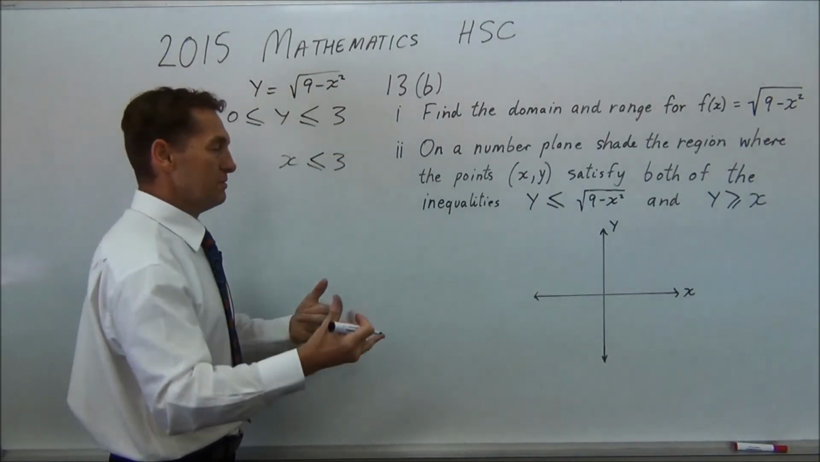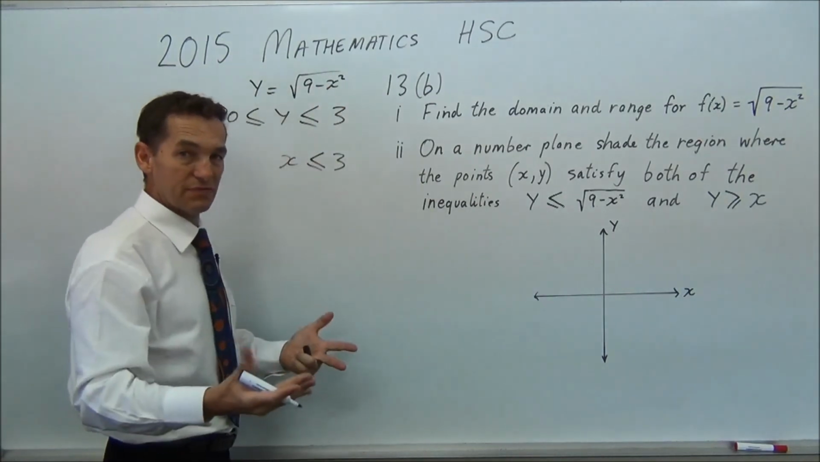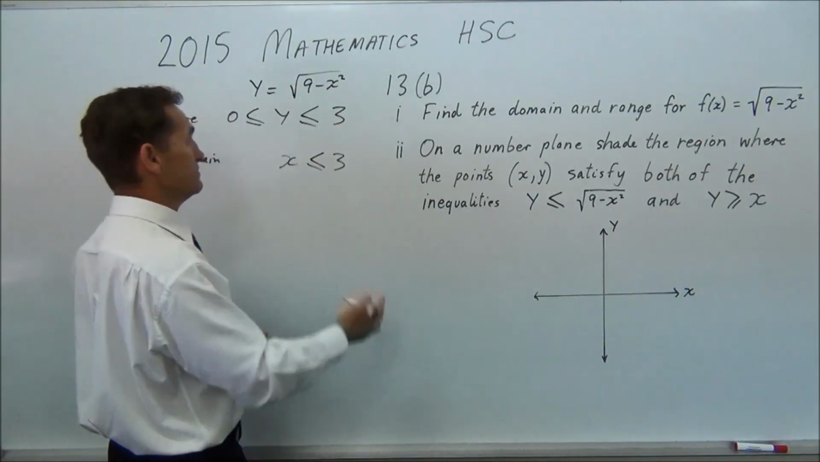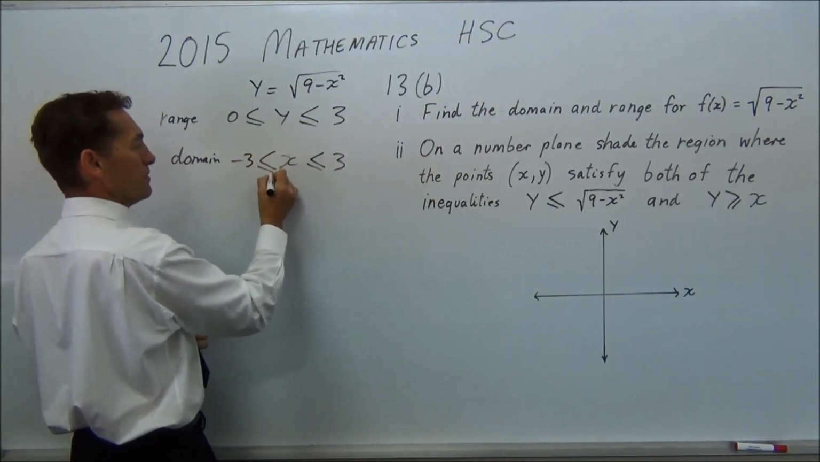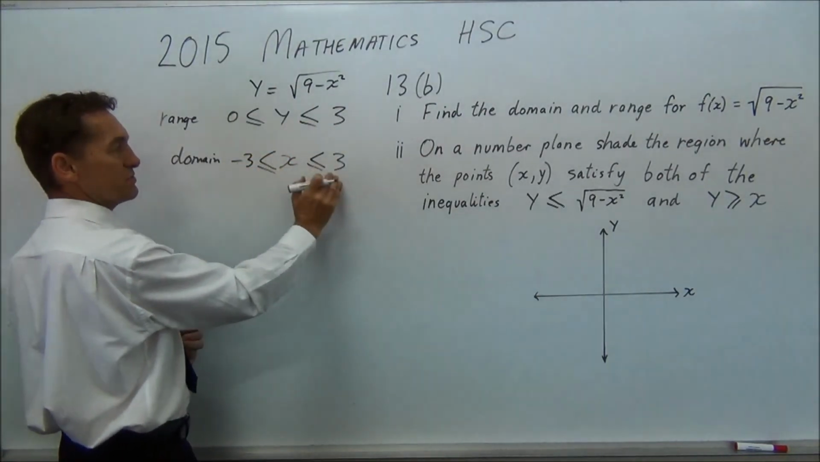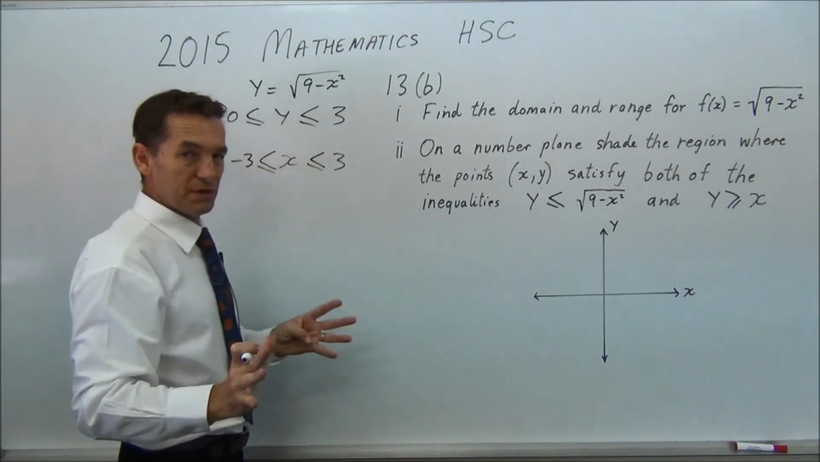And if you look at the other end, when you do square root, x squared could be negative 3. A negative times a negative is a positive, so this could be minus 3. So your domain goes from minus 3 to 3, your range goes from 0 to 3. And you should be able to figure that out.